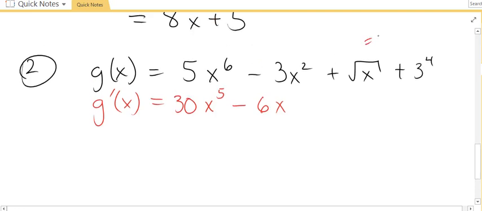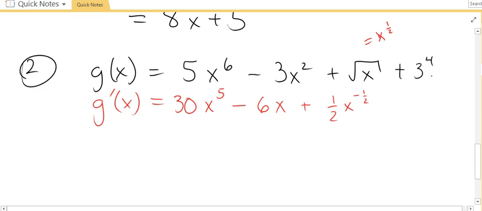Now for the square root of x, we might want to remember that that is x to the 1/2 as we write this. So this is going to equal plus 1/2 x to the negative 1/2, if we do that little bit of prep work. And this plus 3 to the 4th. I put the exponent in there to try to throw you off a little.